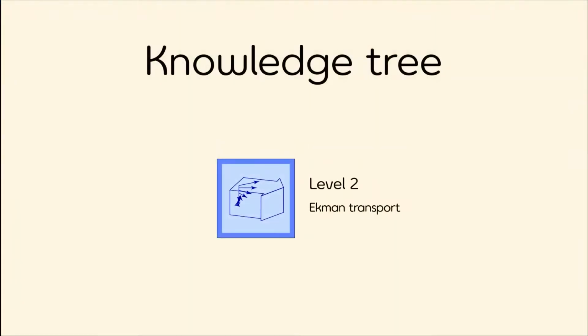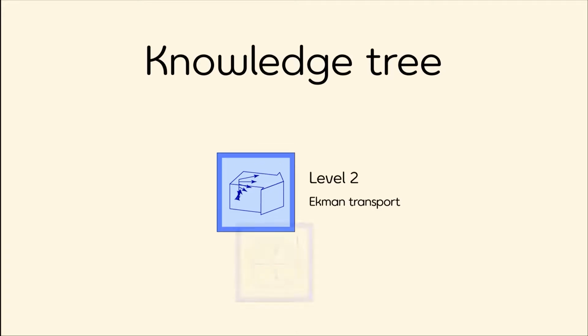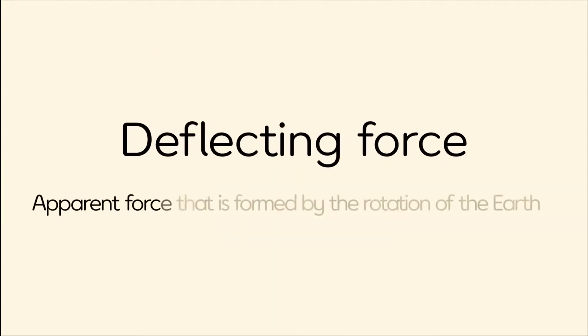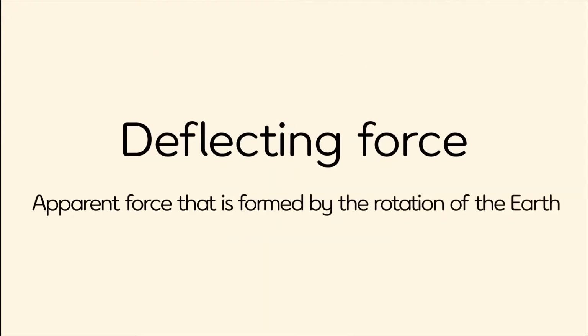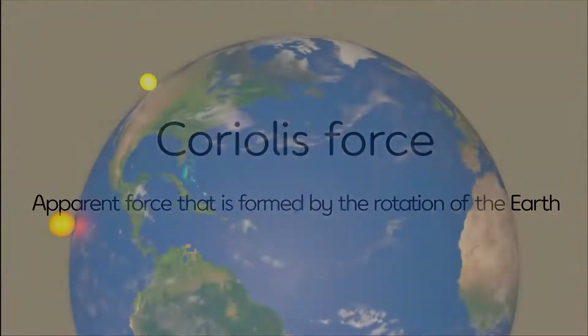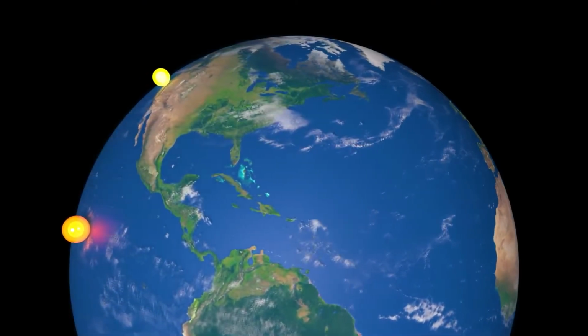To understand the movement direction of seawater by the wind, we first need to know what deflecting force is. The deflecting force is the apparent force that is formed by the rotation of the Earth. It is also called the Coriolis force. The Earth turns around its axis once per day.